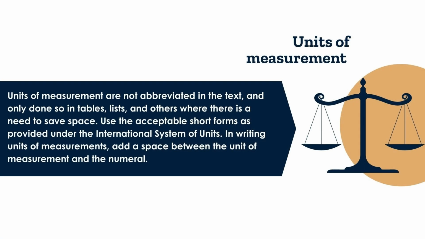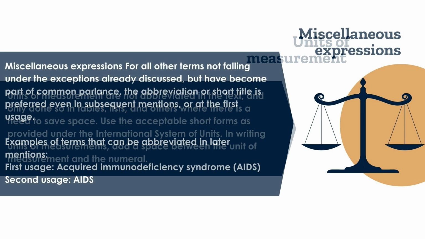Units of measurement. Units of measurement are not abbreviated in the text and only done so in tables, lists, and others where there is a need to save space. See Chapter 7 on numbers. Use the acceptable short forms as provided under the International System of Units. In writing units of measurements, add a space between the unit of measurement and the numeral. See Annex J for a non-exhaustive list of units of measurement.